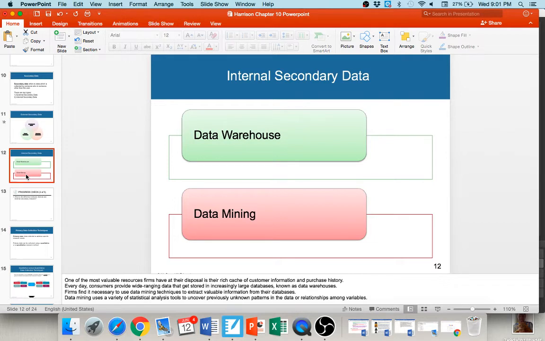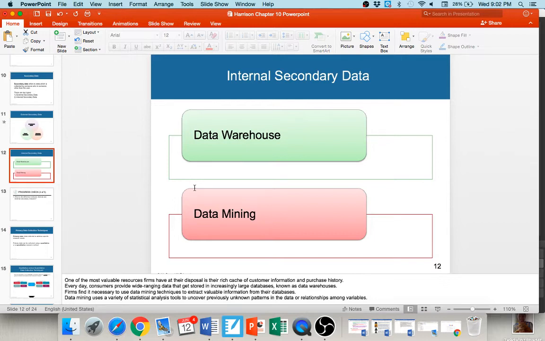But firms have to actually decipher all of that data. And typically, all of this information is stored in a large database that we call a data warehouse. So they've been tracking all this information, and they have all this information about us and our purchase history, but it's all just in this warehouse of information, just all these random facts. So as they go and try to convert it into information that can actually be used, they find a process called data mining.